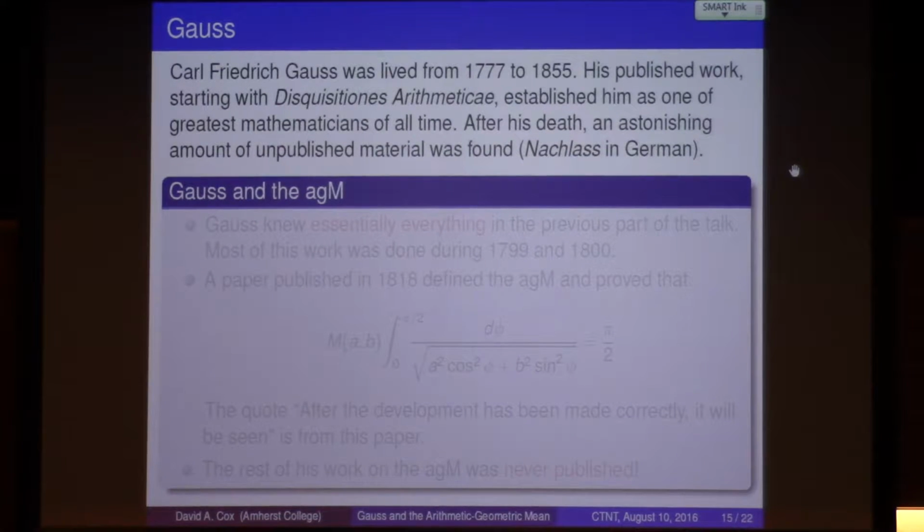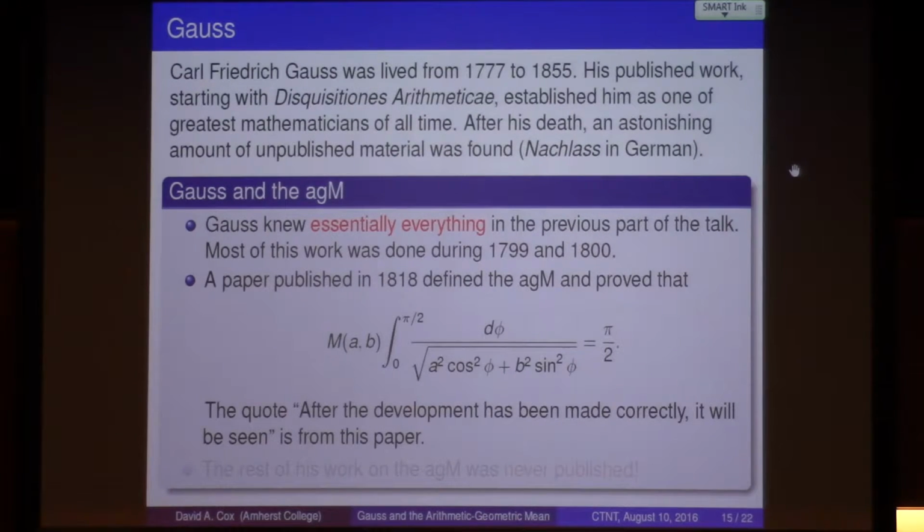So what did Gauss know about the AGM? I mean, some of my comments make it clear he knew some of this stuff. So for example, he basically knew everything in the previous part of the talk. Wow, that is mind-blowing. And he did this work between 1799 and 1800. He did all of it. So in one sense, modular forms have been around for a long time. Now, how much did he publish?